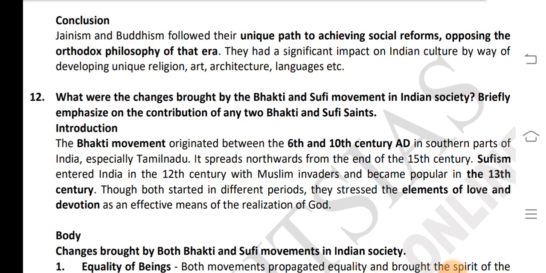Conclusion: Jainism and Buddhism followed their unique paths to achieving social reforms and opposing the orthodox philosophies of that era, and they had a significant impact on Indian culture by way of developing unique religion, art, architecture, language, etc.